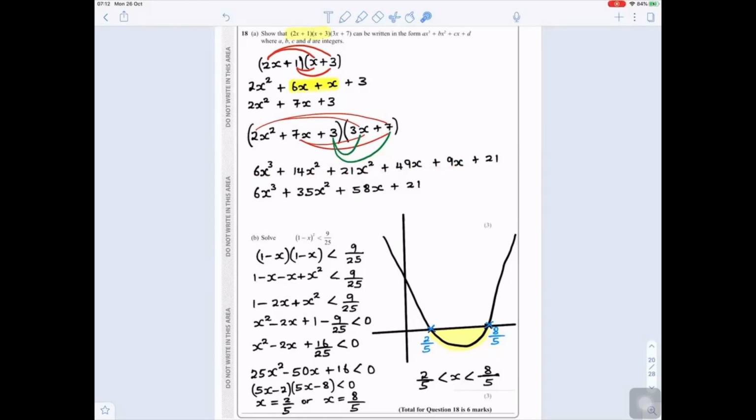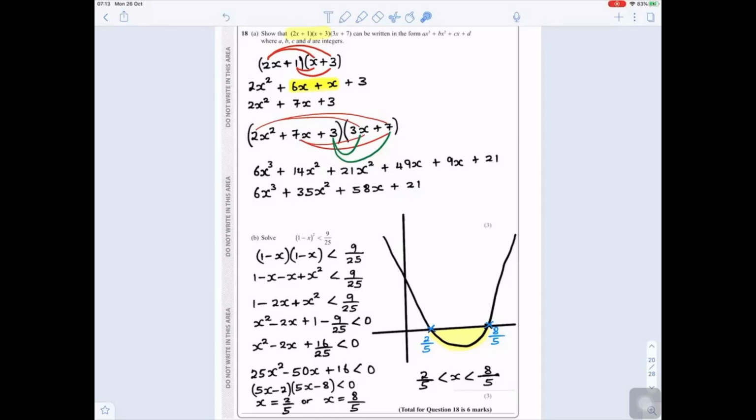And you collect terms. Collecting terms means you add all the x terms together, all the numbers together, and the x squared terms together. So we have 49x and 9x. 49 add 9 gives you 58x. And then we add 14x squared plus 21x squared, which gives you 35x squared. So your answer is 6x cubed plus 35x squared plus 58x plus 21.